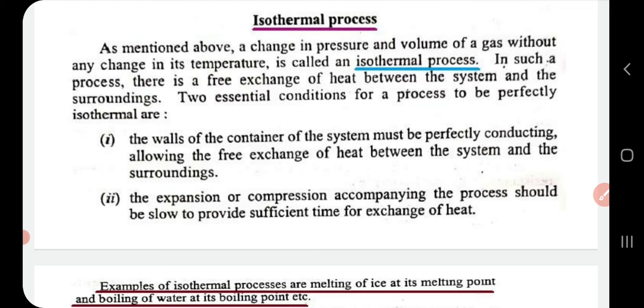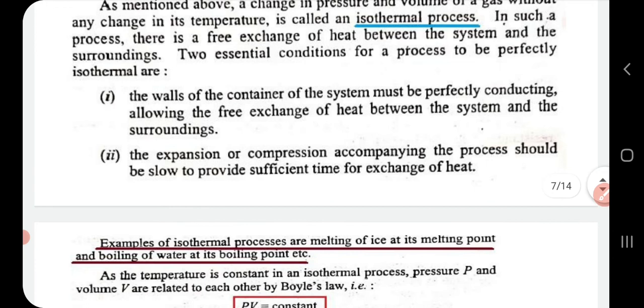Okay, and now we know that a change in pressure and volume of a gas without any change in its temperature is called an isothermal process. So here there will be a free exchange of heat between system and the surroundings. Now, the two important conditions for a process to be isothermal are, first, walls of the container of the system must be perfectly conducting, because that will allow the free exchange of heat between the system and the surroundings.